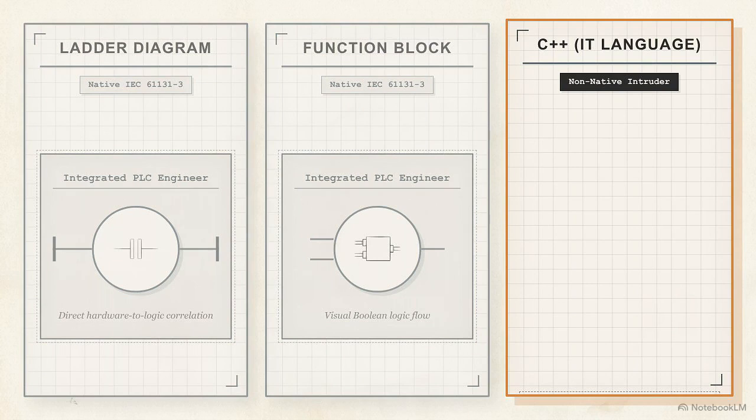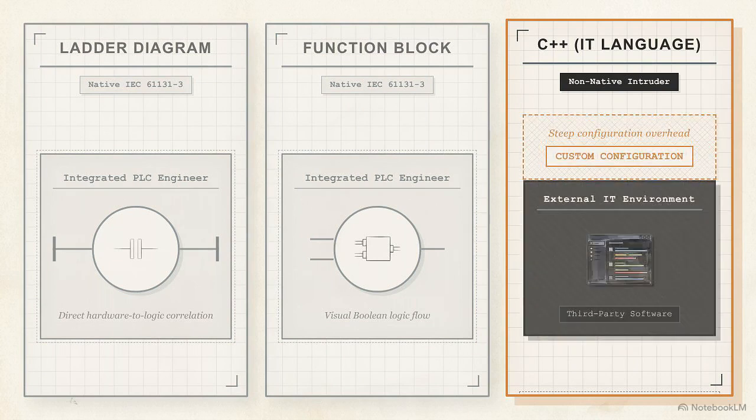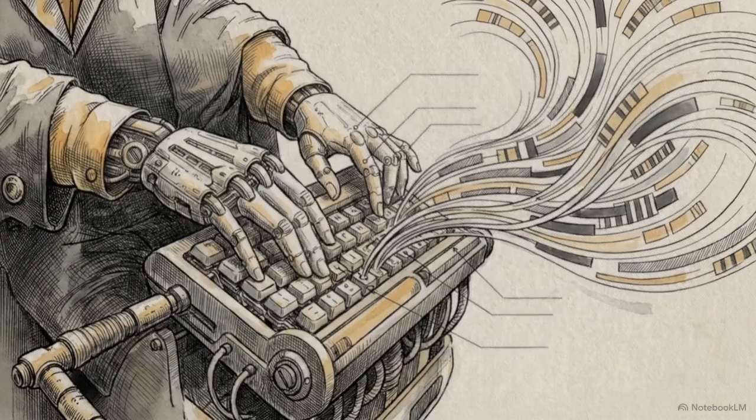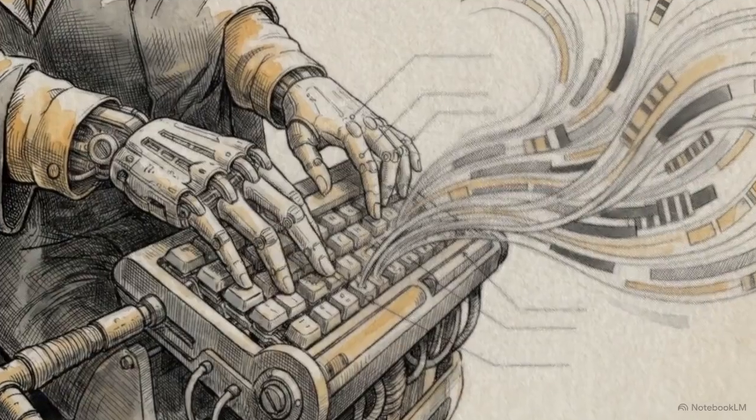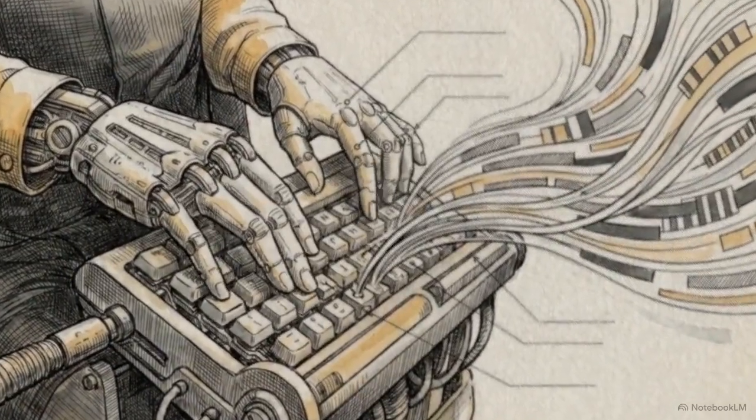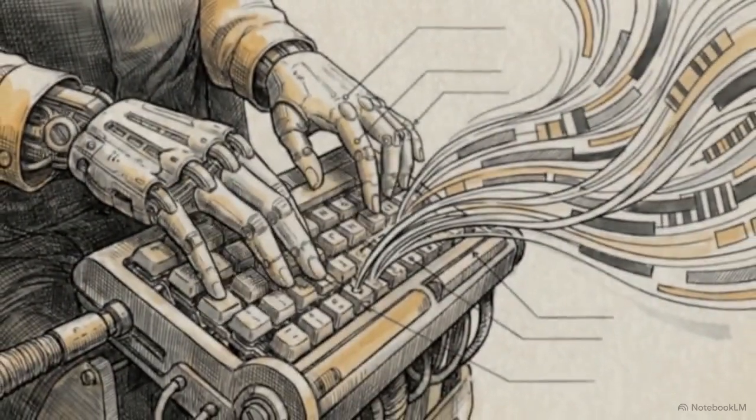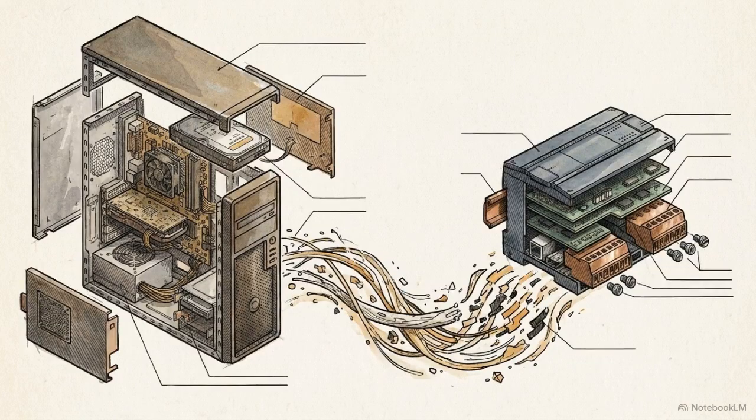Finally, we turn to C++. Because C++ is not a native IEC language, it requires a steep configuration phase. Code must be written in an external editor, like Eclipse IDE, and then imported back into the system. This creates significant manual overhead. You have to individually code and assign input and output ports in your project file just to teach the external logic how to talk to the physical starter kit.